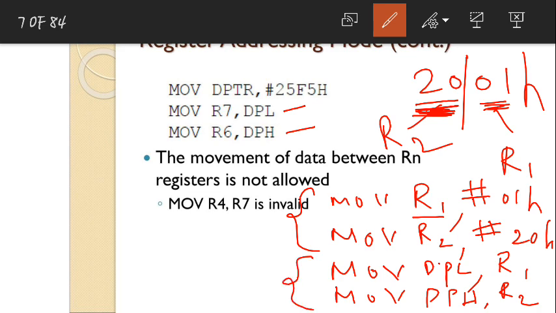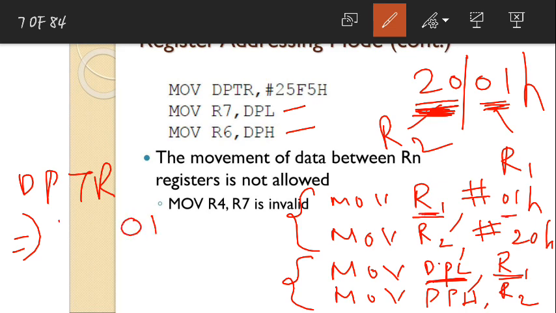So now after moving this, complete DPTR will be equal to, see I am writing here, lower byte means R1, R1 means what is in R1? 01. So this is 01 at lower byte. Okay. Higher byte means R2 was moved into higher byte. Next in R2 what you have, 20. So this is 20. Now complete DPTR is having 2001H. Is that fine? In this way I can move.